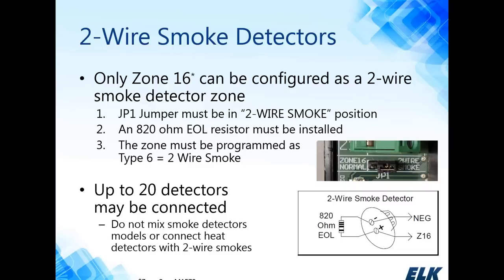The system will support 4-wire smoke detectors, and any zone can be configured to accept a 4-wire smoke, including hardwired input expanders. So you have more flexibility with 4-wire than you really do with 2-wire. Now on the M1 Easy 8 system, this would be zone 8 instead of zone 16.